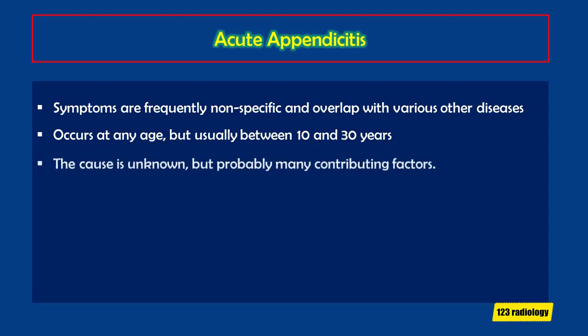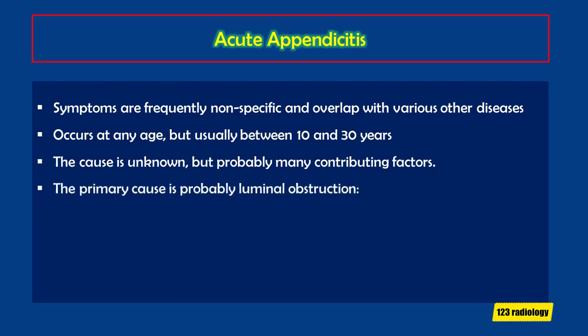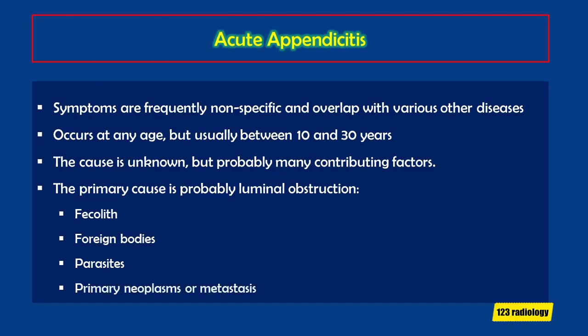The cause of acute appendicitis is unknown, but there are probably many contributing factors. The primary cause is probably luminal obstruction, which may result from fecalith, foreign bodies, parasites, and primary neoplasms or metastasis.